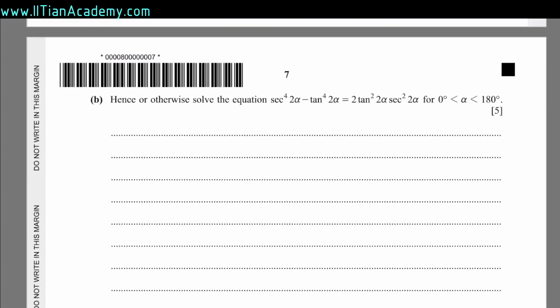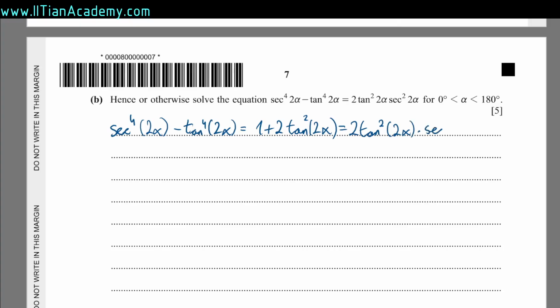So what we could do here is just plug in a 2 alpha and say that secant to the fourth 2 alpha minus tangent to the fourth 2 alpha is equal to just 1 plus 2 times tangent squared 2 alpha. This is based on the previous question, and then we're told that this should be equal to 2 times tangent squared 2 alpha times secant squared 2 alpha. And then we need alpha to be in between 0 and 180.